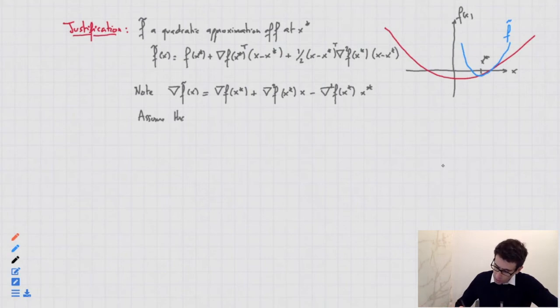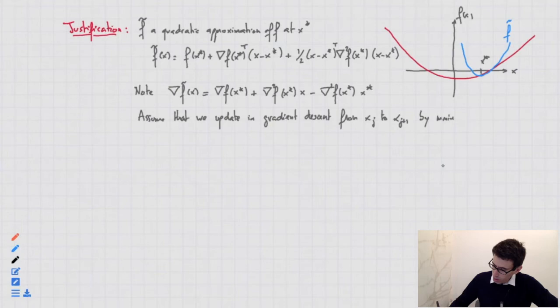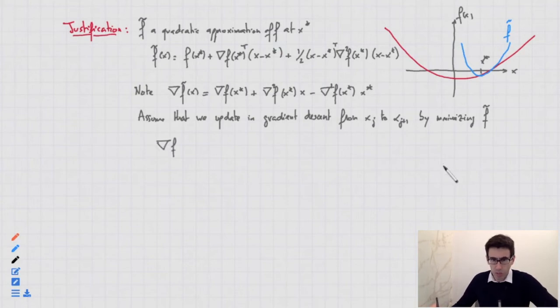So if you do that, assume that we update in gradient descent from the point xj to xj plus 1 by minimizing f tilde. Right, so the reason you can do that is because f tilde is a quadratic form. It has potentially a much nicer expression than f. So let's write what that means.